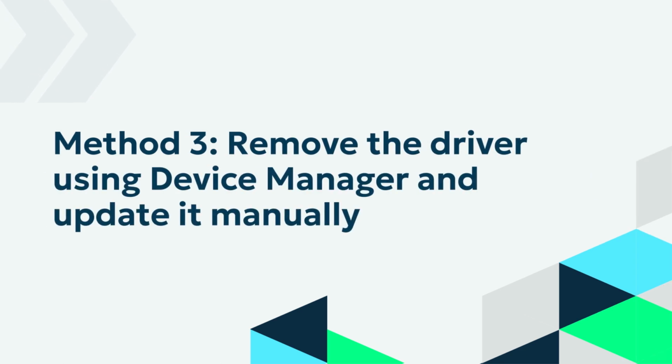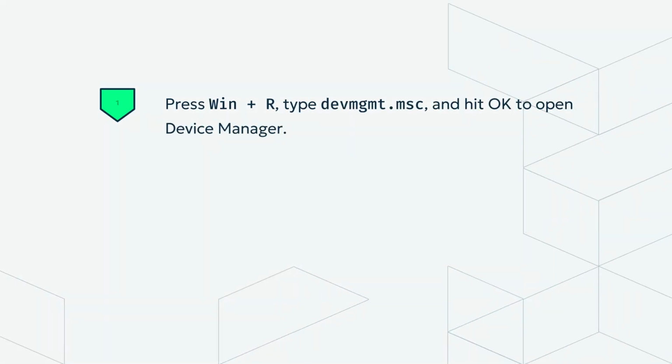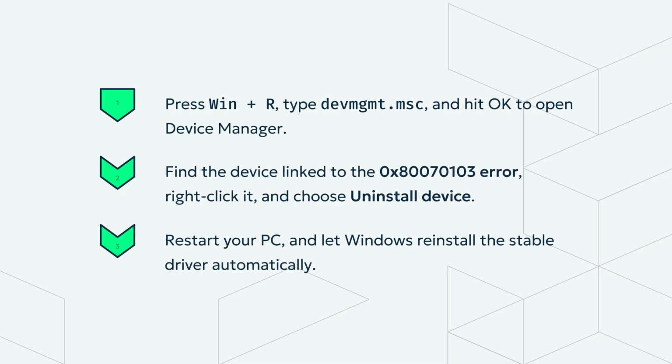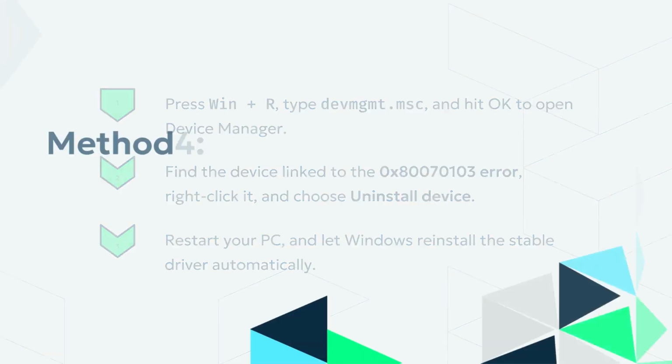Method 3. Remove the driver using Device Manager and update it manually. For the third method, press Win+R, type devmgmt.msc, and hit OK to open Device Manager. Find the device linked to the 0x80070103 error, right-click it, and choose Uninstall Device. Restart your PC and let Windows reinstall the stable driver automatically. For fewer conflicts, you can also grab the latest driver directly from the manufacturer's website.